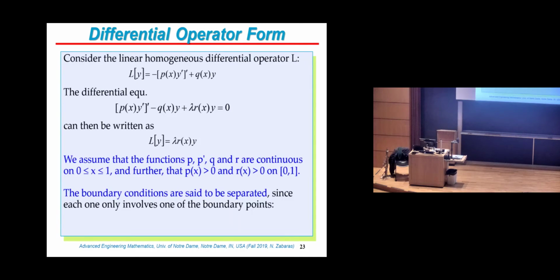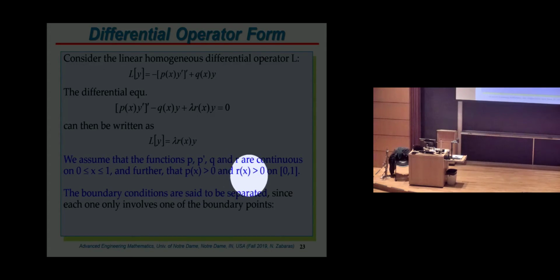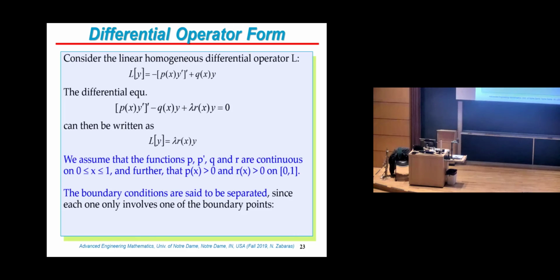And then you will see why we're going to have to assume that R has to be greater than 0 on 0 to 1. I actually want you to remember this in case I forget, because when we do the derivations, all of these things are going to come to play a role. So continuity on everything, including P prime, and then P has to be greater than 0, and R has to be greater than 0 on the interval 0 to 1 that we work on. And our boundary conditions are the standard boundary conditions.